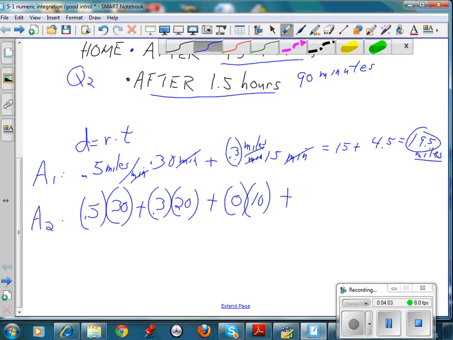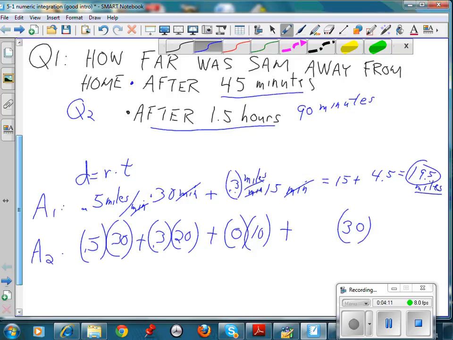Plus, I've got 60 minutes, I mean 30 minutes, running at the big pace of 0.8 miles per minute. And how far is that? That's going to be 15 plus 6 plus 0 plus 24. If I did everything right, that looks like about 45 miles. That's a pretty good pace for 90 minutes. That guy was booking pretty good.